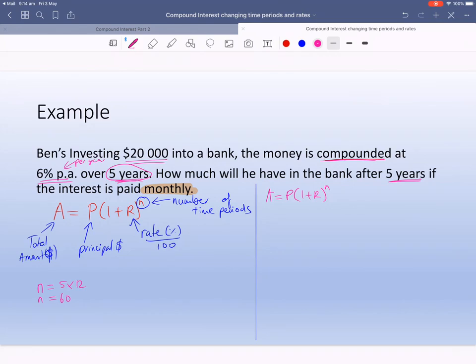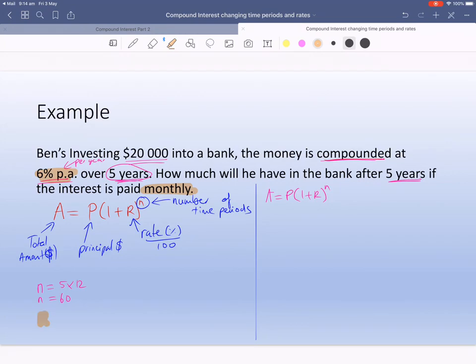So our number of time periods is 60 because we compound once a month for 5 years. So 12 times each year. Now we also have to change the rate, because see how the rate is per annum, so per year. Because it's compounded monthly, we need to change that to a monthly rate as well.